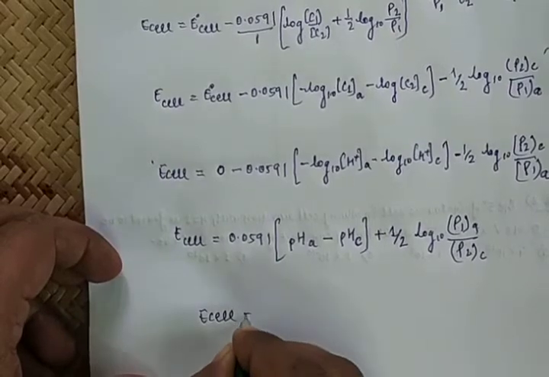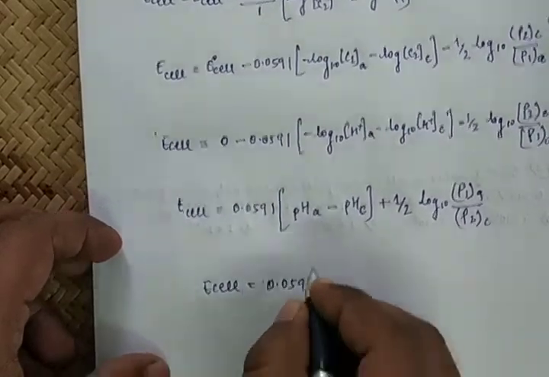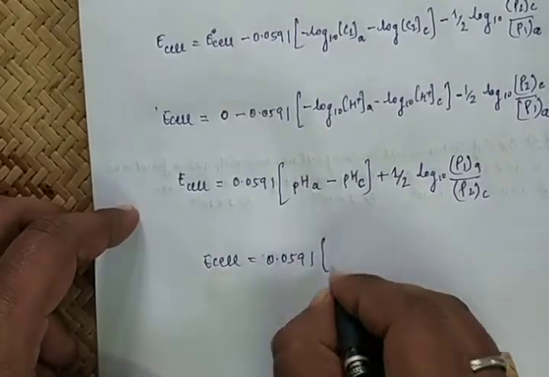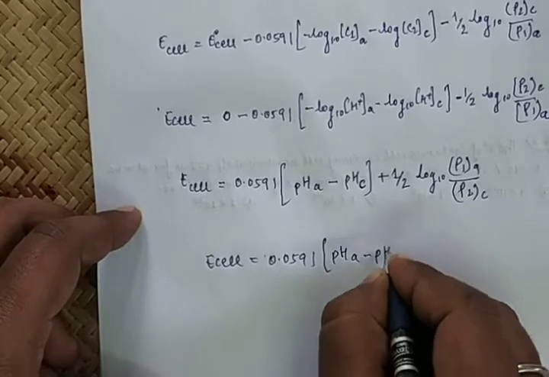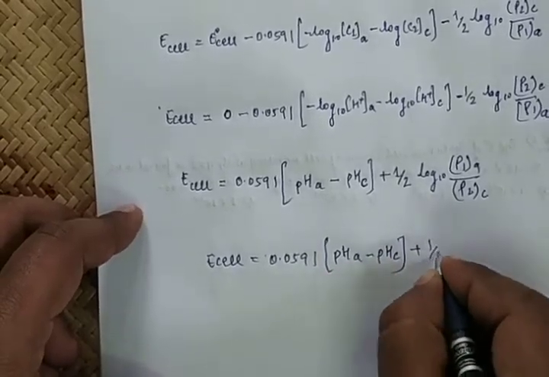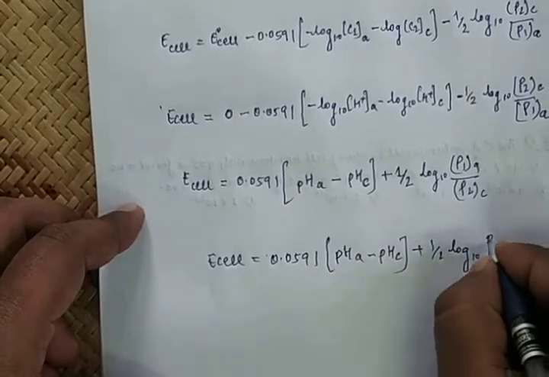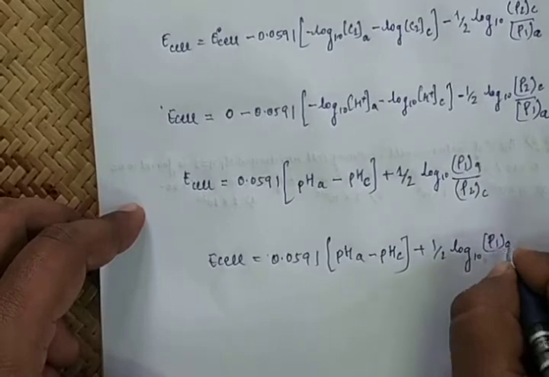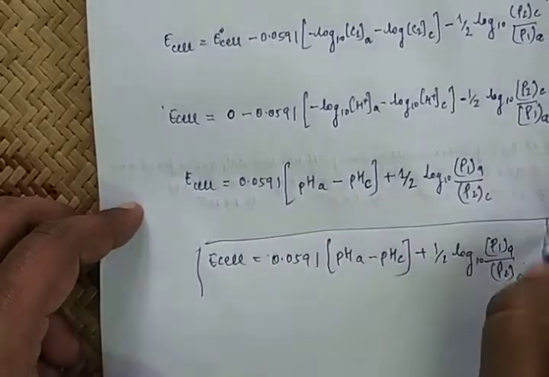Now we have the final formula. E cell is equal to 0.0591 times pH of anode minus pH of cathode, plus half log of base 10 P1 anode upon P2 cathode. So just learn this formula.